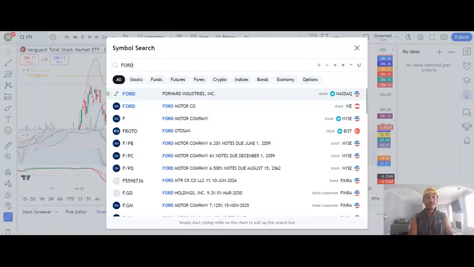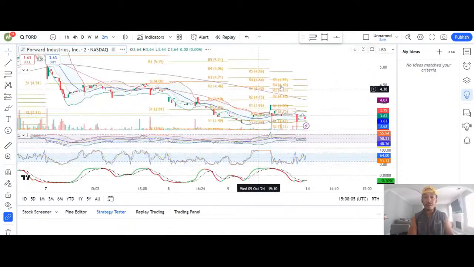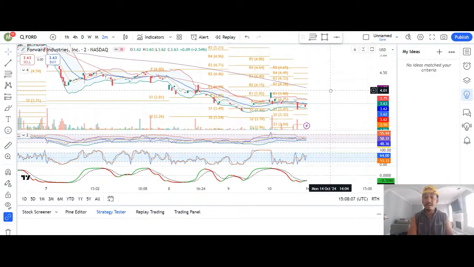So you always want to look at the entire stock market before you even look at an individual company, because you want to see which direction the stock market is moving. So we know that the stock market is oversold. We know that there's greed in the market. So we should be expecting a pullback.